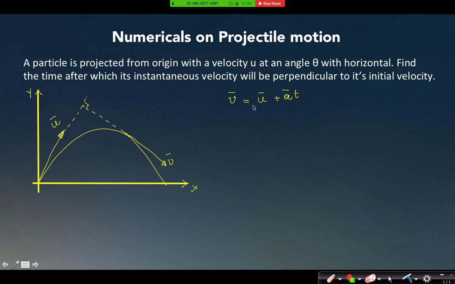But the problem using it in 2D or 3D is that all the vectors do not lie along the same line. So I need to plot the vectors maintaining their original directions. For example, here the u vector is in this direction. What is the direction of the a vector in this question? Downward, right? So can I draw a vector triangle with the help of these three vectors?